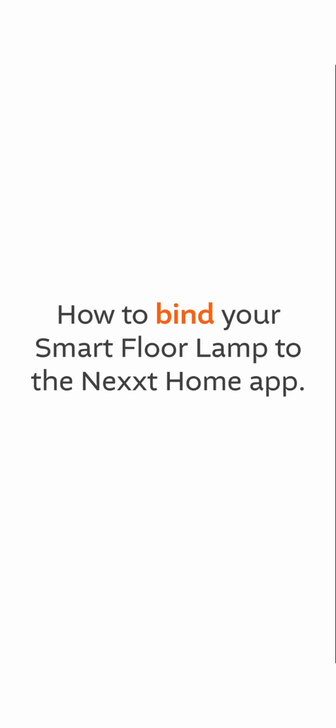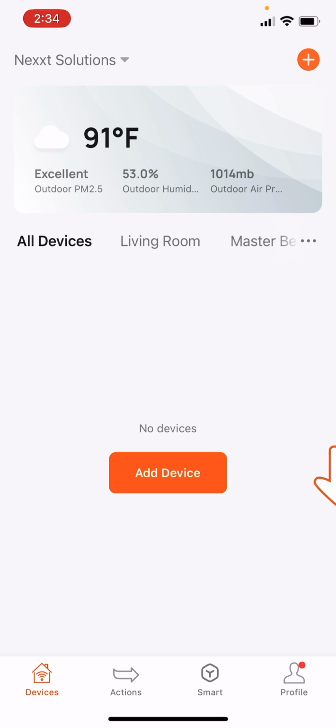How to bind your smart floor lamp to the Nexxt Home app. Turn on the lamp, activate pairing mode, and open the app. On the device's screen, tap Add Device.